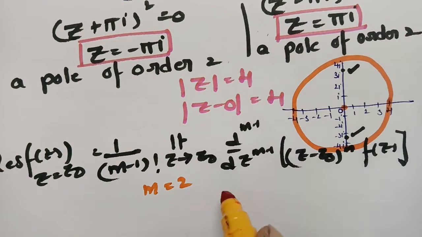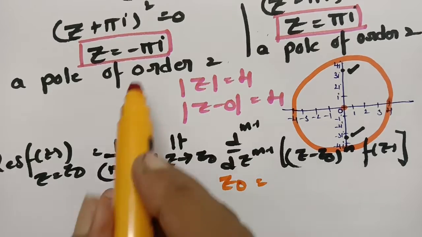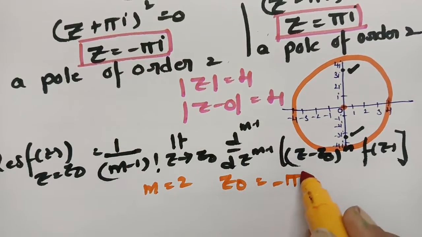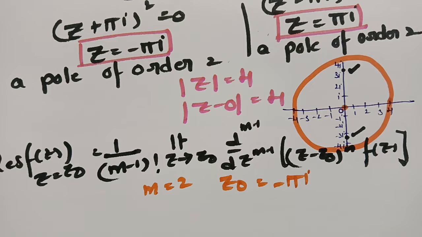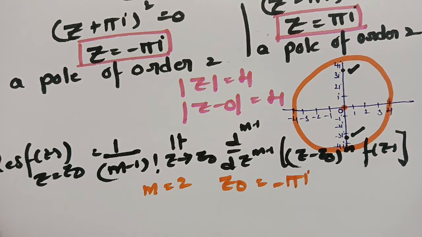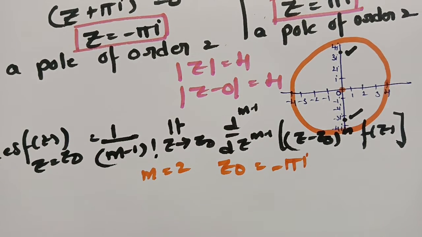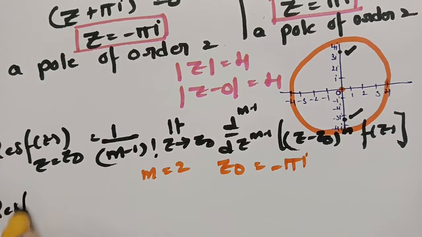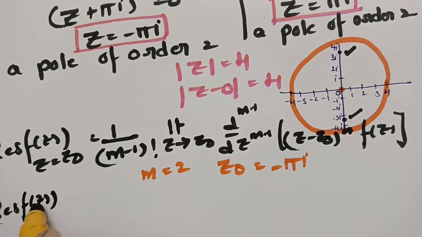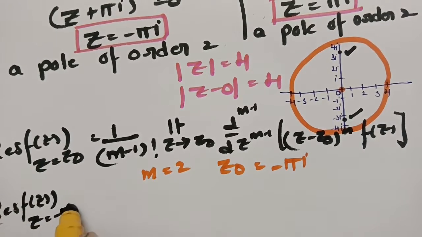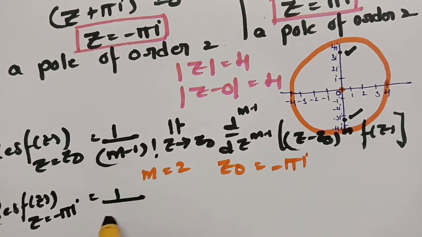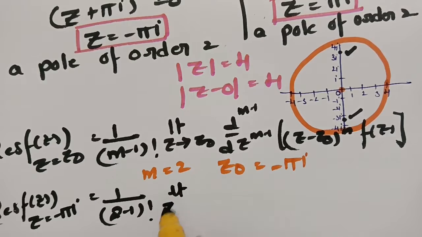See here, order is equal to 2, and first of all z naught value I am keeping as minus pi i. So for minus pi i I am substituting, and therefore the residue of f of z at the point z equal to minus pi i is equal to 1 by (2 minus 1) factorial into limit z tends to minus pi i.